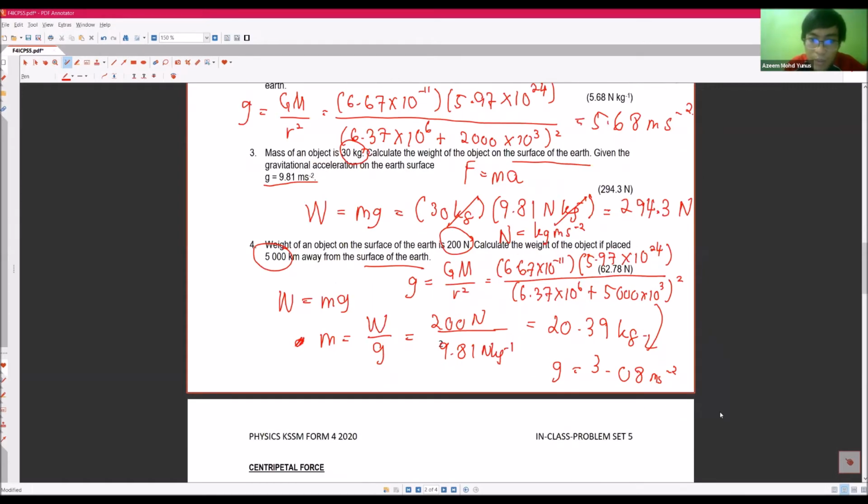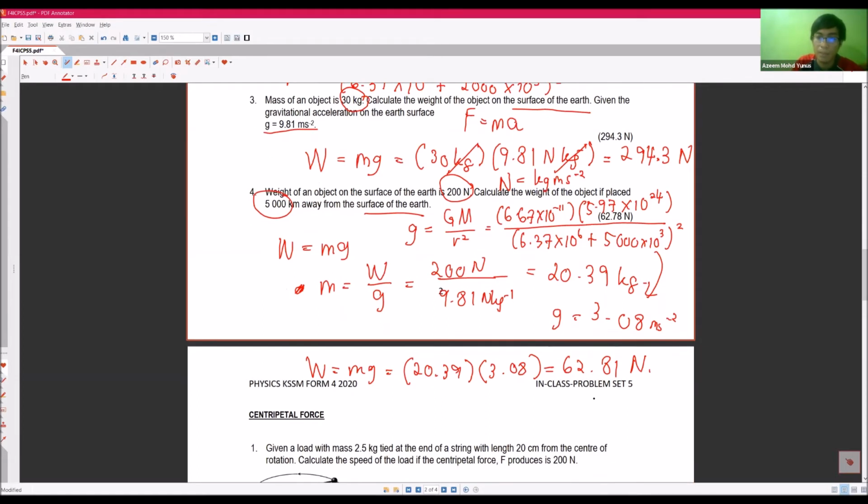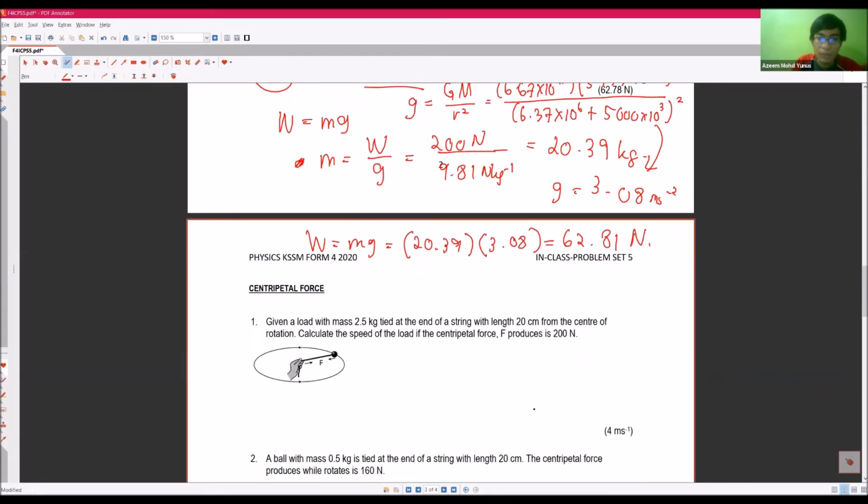Again, we can change it into gravitational field strength to calculate the weight. So the weight has the same mass, but now we use a different value of g. 20.39 times the answer, we got 62.81 Newton. Okay, so that's the weight of the object at a different position, above the surface of the Earth. Okay, so let's move on to the next concept.